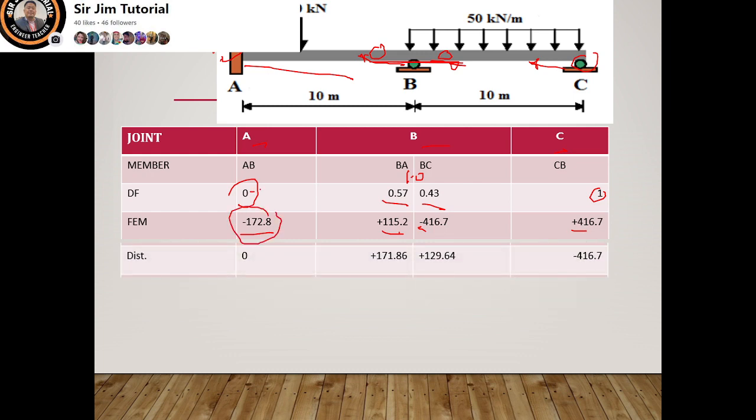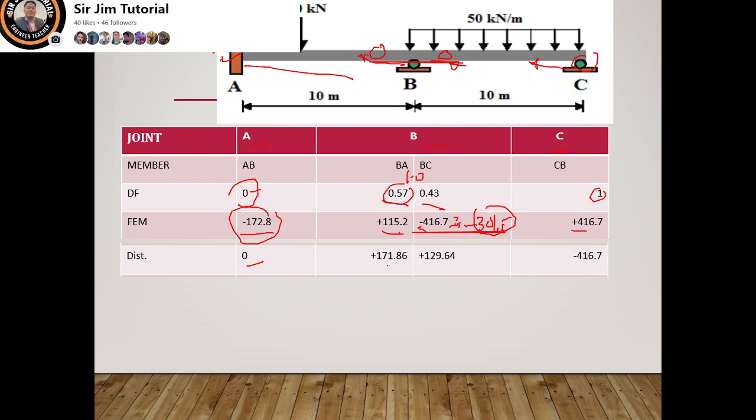This one, multiplied by 0, will give you 0. Okay. How about this one? 115.2. Okay. What's that? If you are going to add this one, you have 115.2 minus 416.7 equals negative 301.5. This is negative 301.5. You multiply by 0.57.